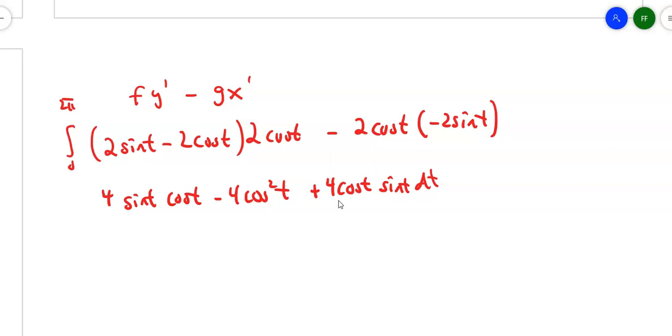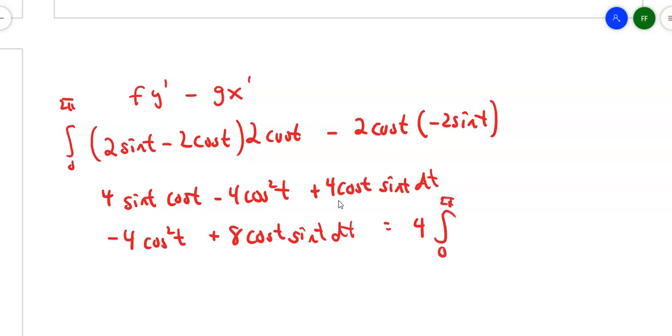All right, so out of all this, we can pull out a 4. Well, let's do this first. Let's make it negative 4 cosine squared t plus 8 cosine t sine t. Then we'll pull a 4 out. So this will give me 4 integral from 0 to 2 pi of negative cosine squared t plus 2 sine t cosine t.